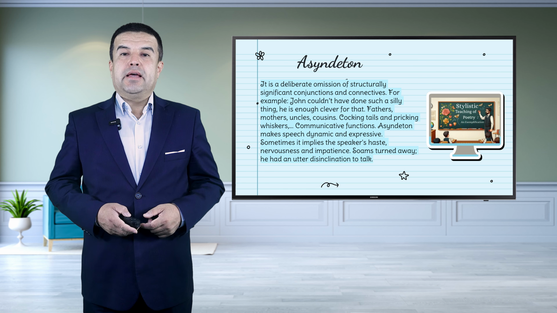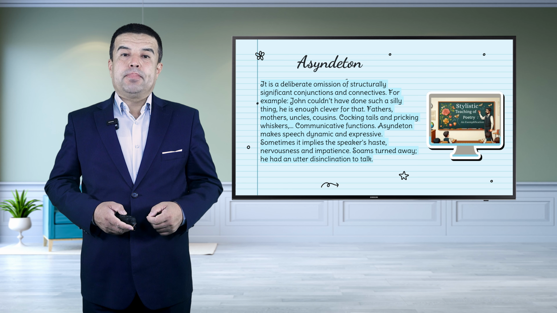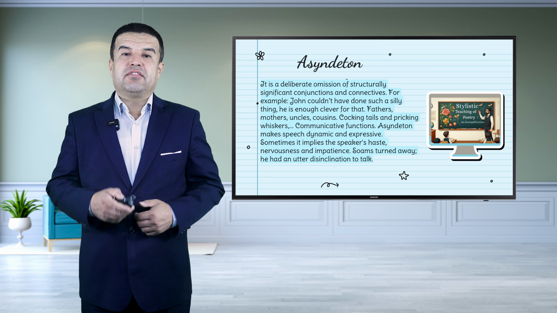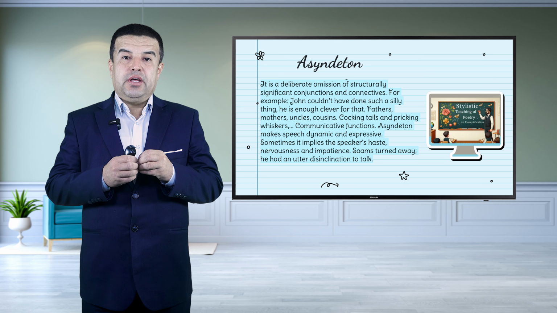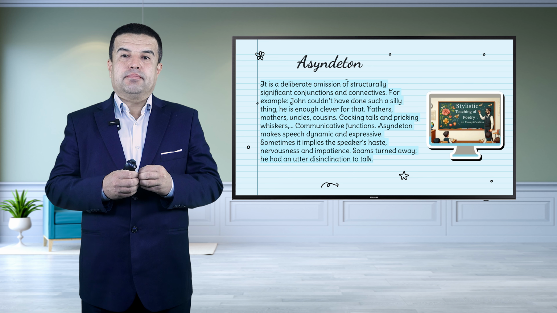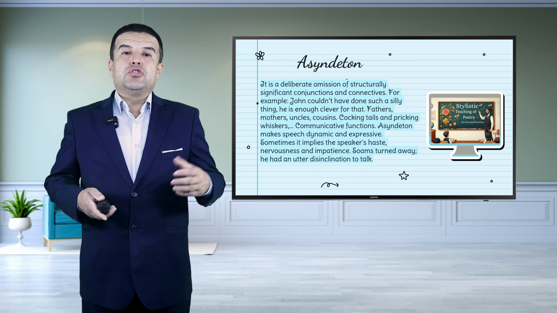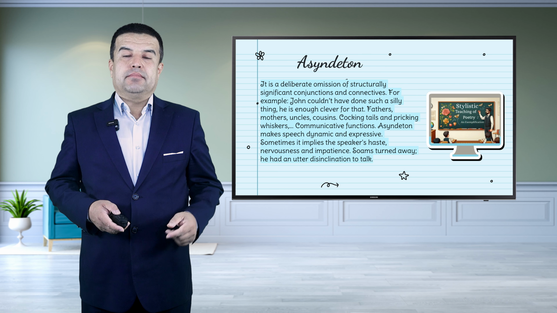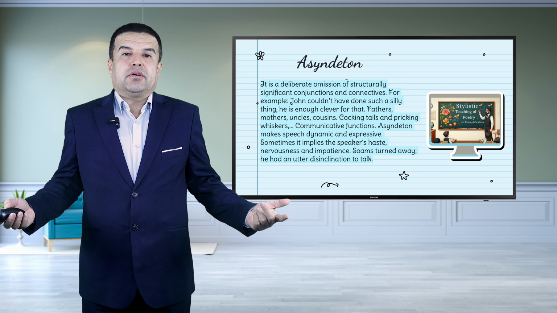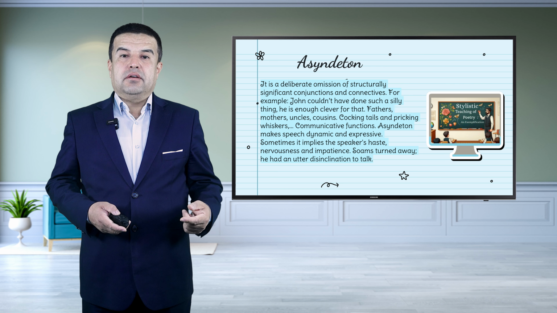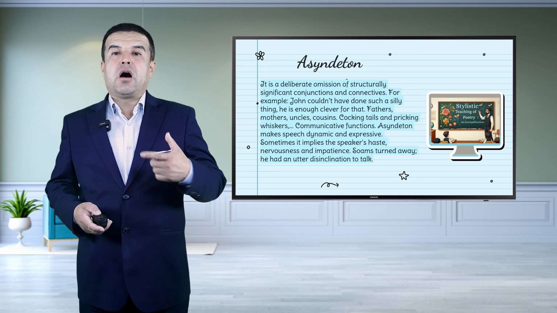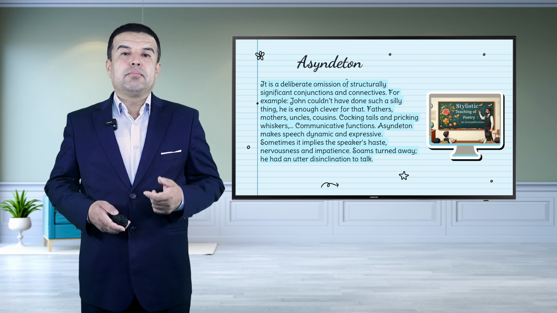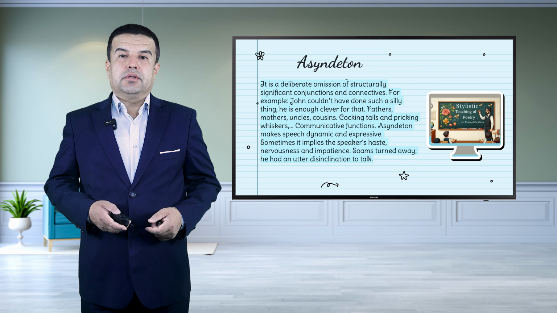The second one is asyndeton. Asyndeton is a deliberate omission of structurally significant conjunctions and connectives. For example, "John couldn't have done such a silly thing. He is clever enough for that." "Fathers, mothers, uncles, cousins, cocking tails and pricking whiskers."